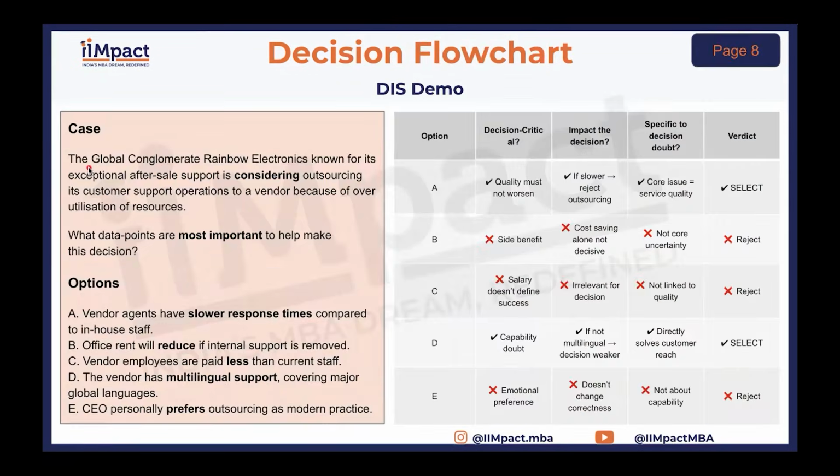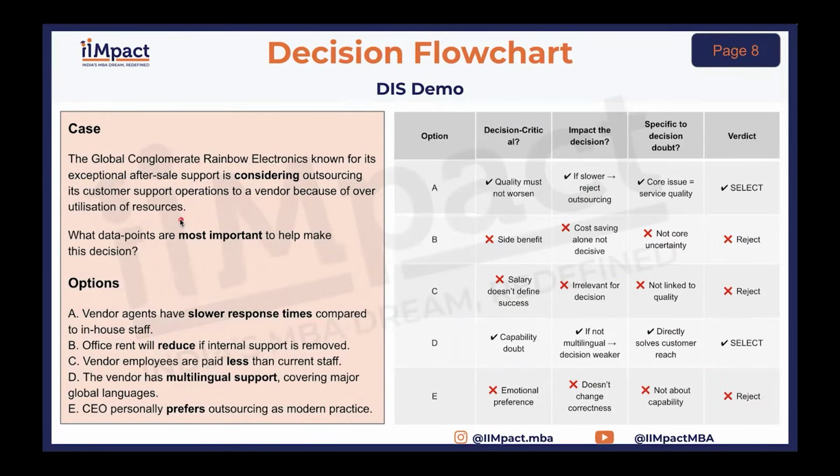Let's look at this example. The global conglomerate Rainbow Electronics, known for its exceptional after sales support, is considering outsourcing its customer support operations to a vendor because of overutilization of resources. What data points are most important to help make this decision? So who are the stakeholders here? You have your global conglomerate Rainbow Electronics, you have the vendor, and you have your customers. What are the issues that you need to address?